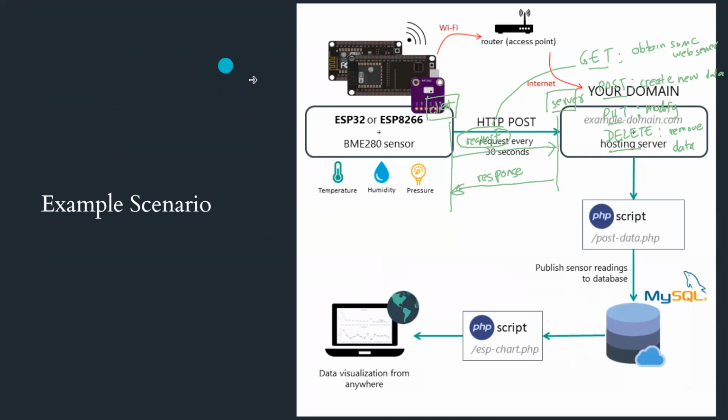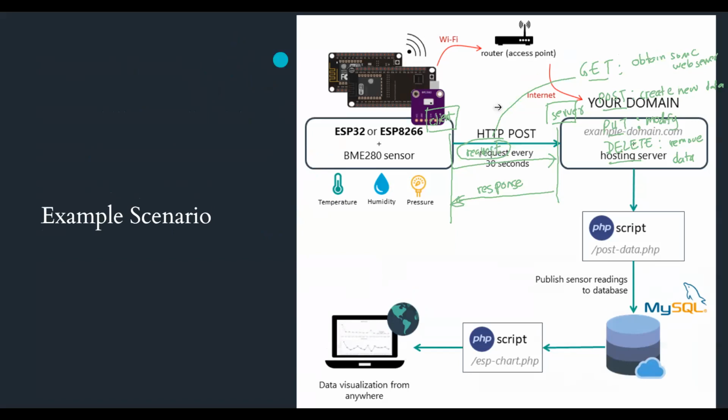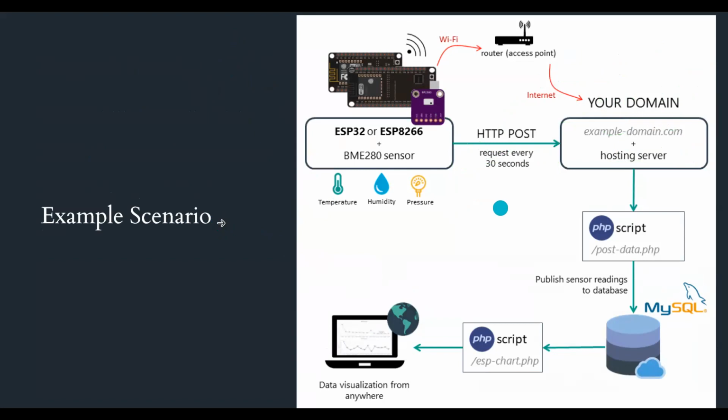Okay, now we will actually consider this scenario where we use the HTTP POST method to post new information into a website that we have created. So if we are considering an IoT scenario where we are collecting temperature, humidity, and pressure information, first we need to establish the connection with our web server.